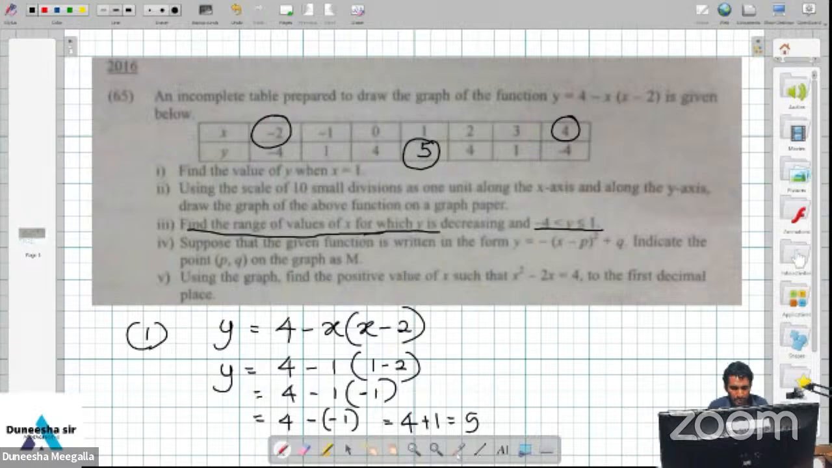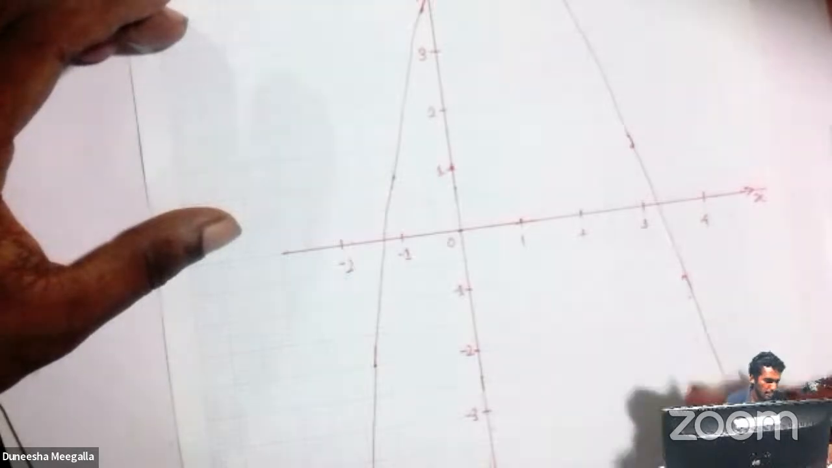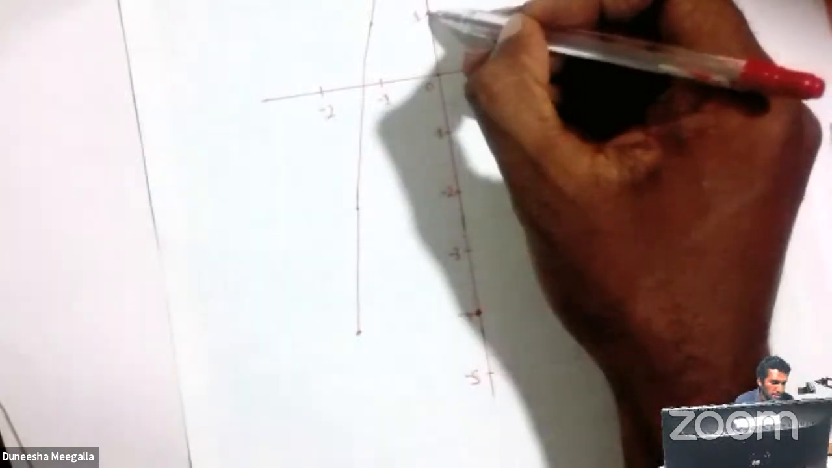Okay. And I am finding the range by the graph. Then y is where? Minus 4. Where is minus 4 on the y-axis? Can you see this? Minus 4 and plus 1.